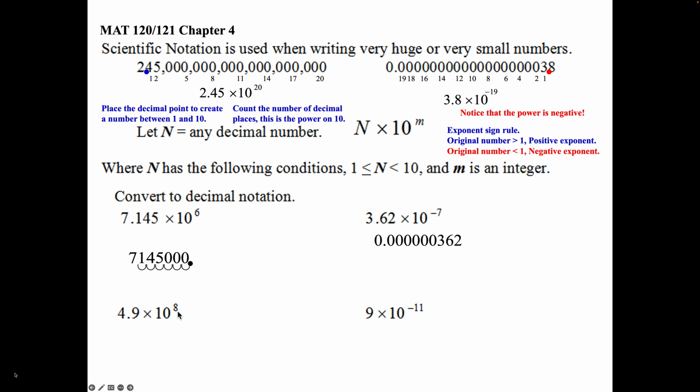4.9 times 10 to the 8th. I'm going to jump over 1, then I'm going to have to put in 7 zeros. 1, 2, 3, 4, 5, 6, 7. There's my number. 9 times 10 to the negative 11th. There's my decimal point. 1 hop over the 9, and then I'm going to need 10 zeros. 0.1, 2, 3, 4, 5, 6, 7, 8, 9, 10 zeros, then my 9.